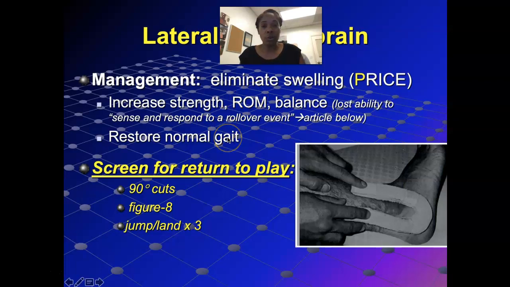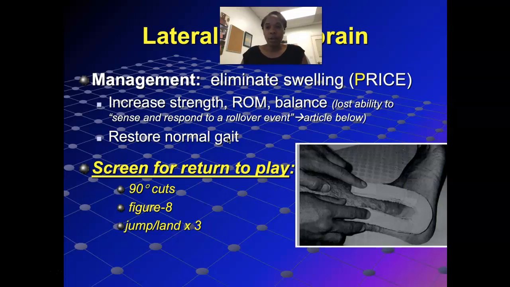So this ROM stands for range of motion or balance. And then you want to restore a normal gait, which I find is probably the hardest component to restore following an ankle injury. But you want to work on helping your patient get back to walking normally, because what they will learn to do is accommodate, right? Or adjust and or shift.